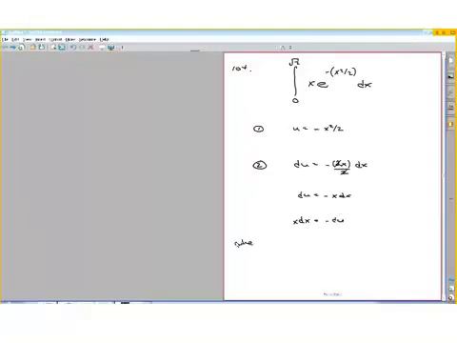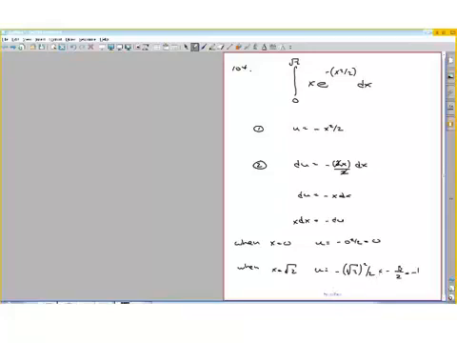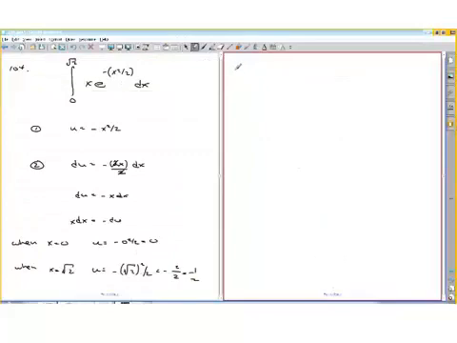Okay, then we redefine the limits. So when x equals 0, u equals negative 0 squared divided by 2, which is 0. When x is equal to the square root of 2, u is equal to negative the quantity square root of 2 squared divided by 2. And that's equal to negative 2 divided by 2, which is equal to negative 1. So that's my new limit. It's negative 1.